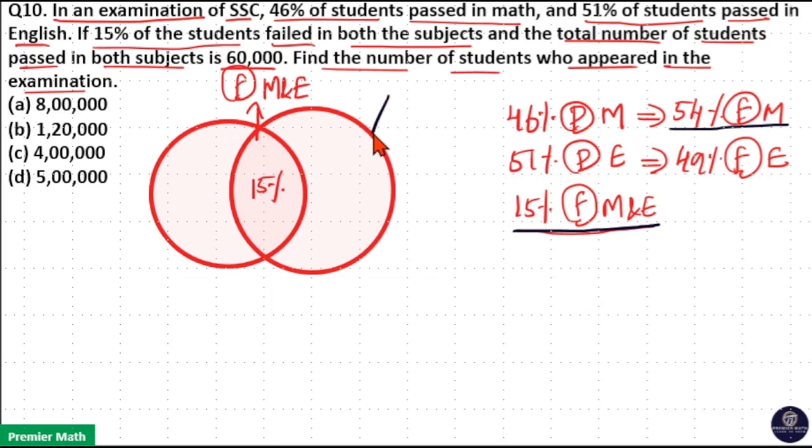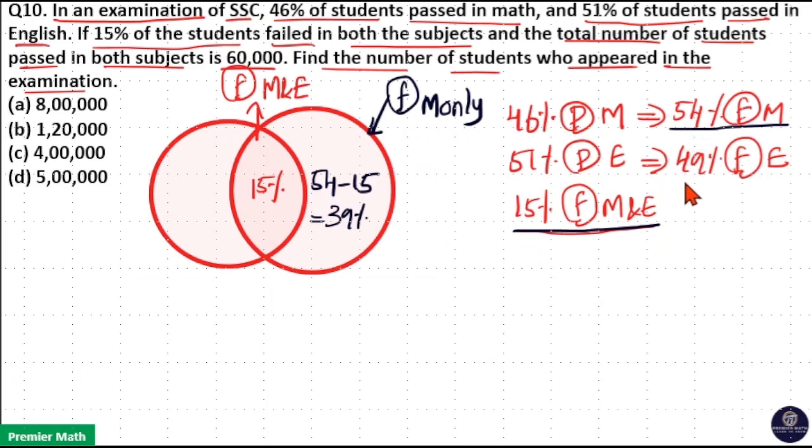So, in order to find the students who failed in maths only, we have to subtract 54 minus 15. So, 54 minus 15, which is equal to 39%, is the students who failed maths only. Because students who failed maths are also included in students who failed maths and English. Then students who failed maths only is equal to 54 minus 15.